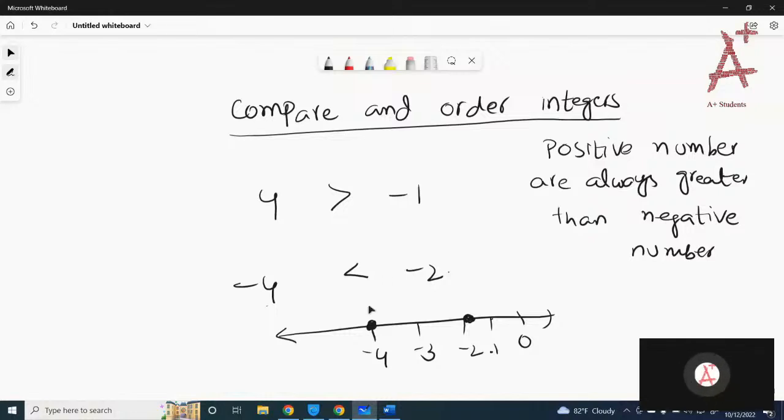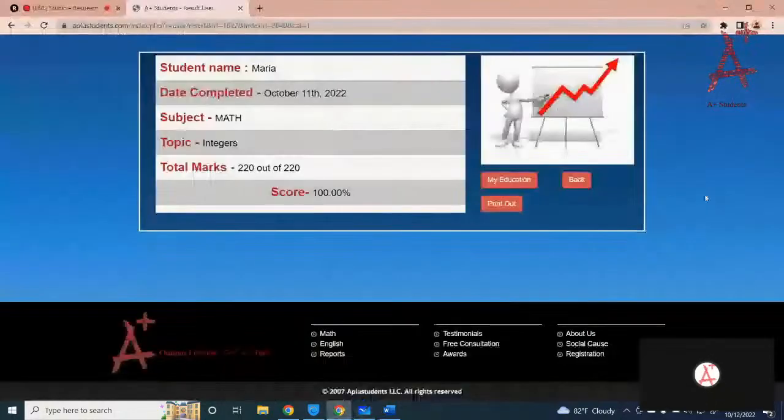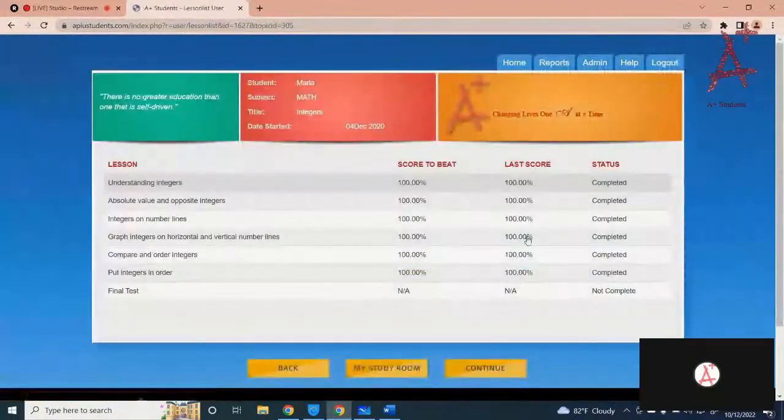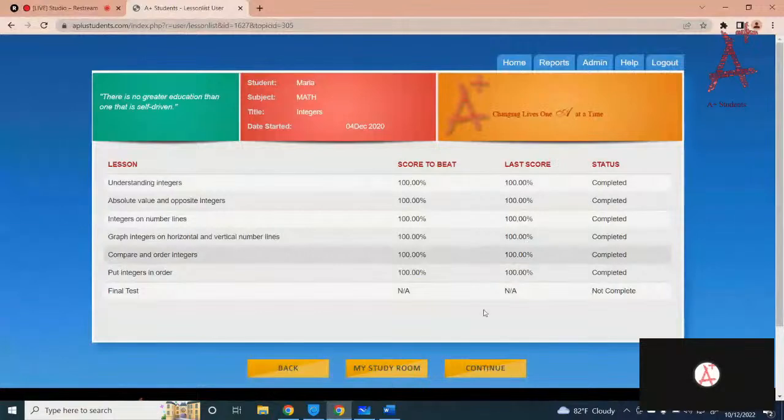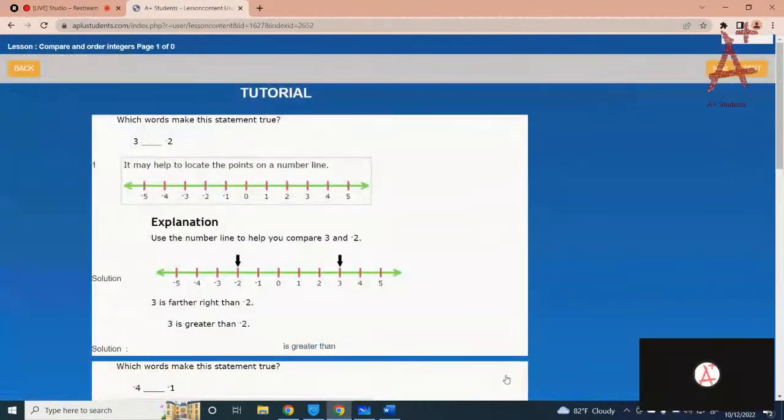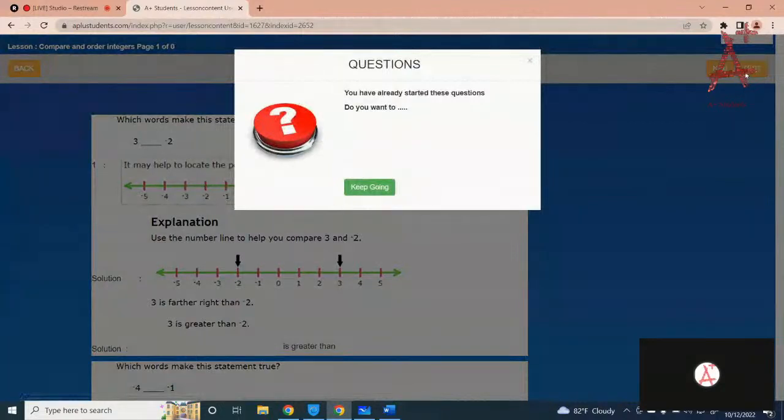Okay, on the top right corner we have a test button. Let's just start with the test. That is the one, compare and order integers. Okay, let's start with the test. Okay, keep going.